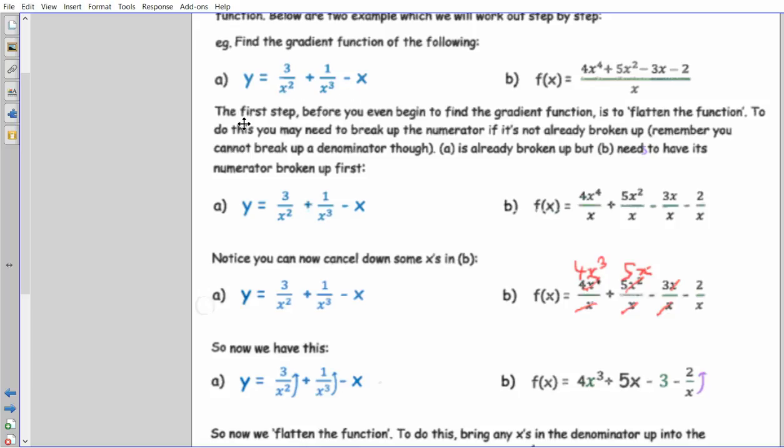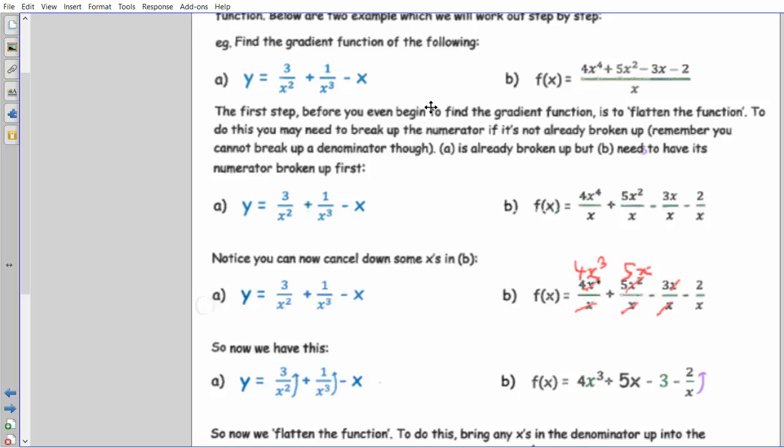So as I've said, the first step before you even begin to do the calculus and to find the gradient function is to do what I call flattening the function, which is basically getting the x's out of the denominator by bringing them up higher. To do this, you may need to break up the numerator. So in this case, this one would be an example where we'd have to break up the numerator. See how I did it here, 4x over x, but we'll deal with that when we get to it. If it's not already broken up, here the numerator has been broken up already. It's not all chunked together like that.